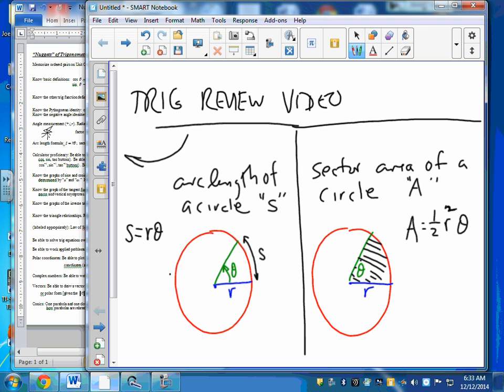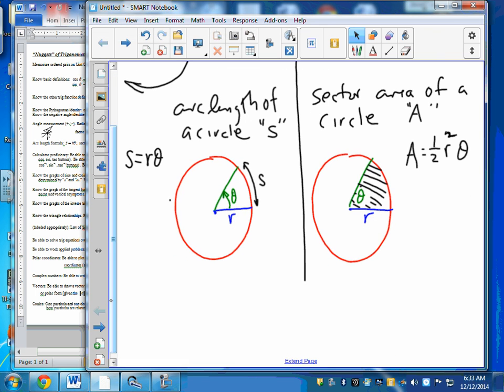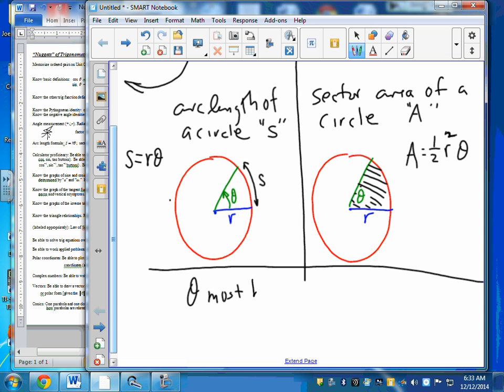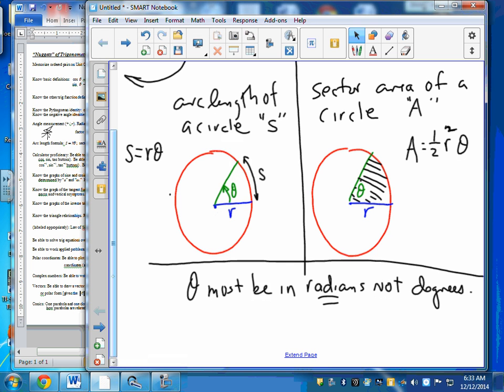Now, both of these require that the angle, this central angle that's illustrated in both ones, theta, must be in radians, not degrees. The formulas are actually much more complicated in degrees, and you can come up with equivalent formulas if you like. But let's go ahead and pull up another page. We'll come back and give a couple of examples of this in just a second.